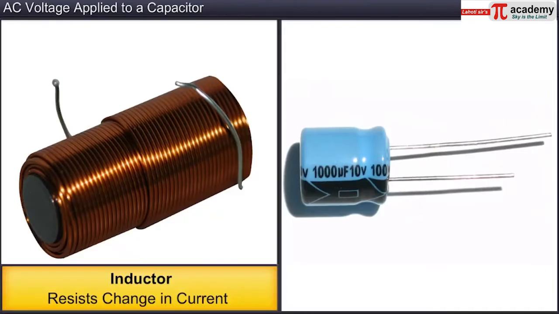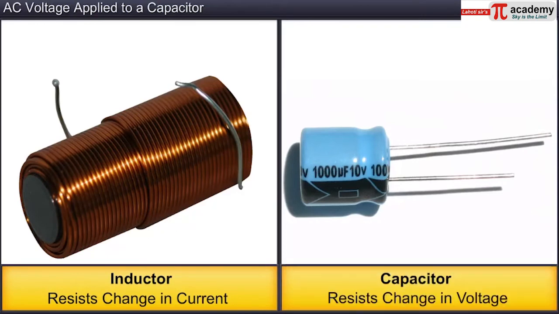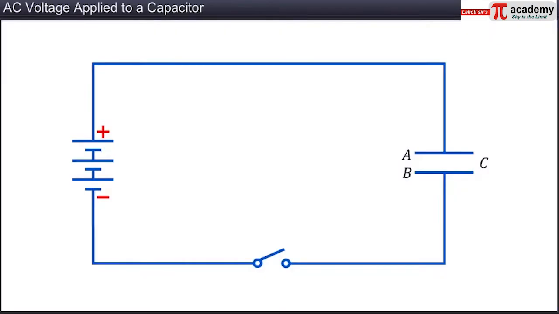Unlike an inductor, which resists any change in current, a capacitor resists any change in voltage, thus ensuring a supply of constant voltage. Let us understand what happens when a capacitor of capacitance C is connected to a DC voltage source of potential difference V.